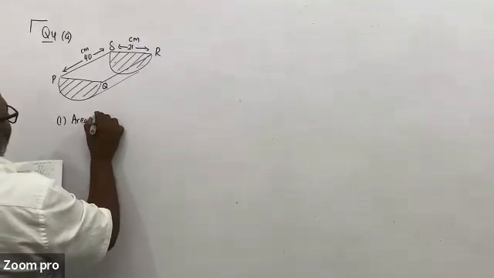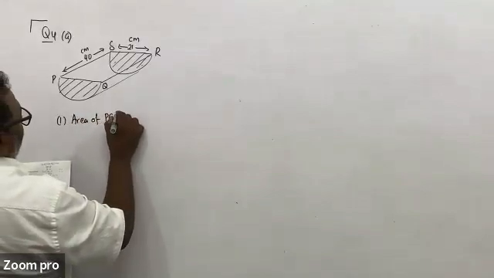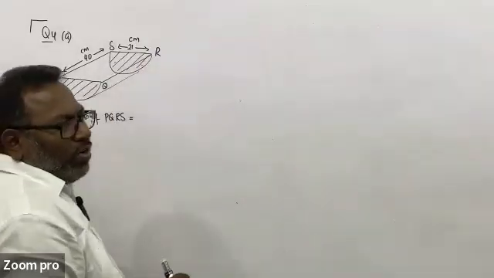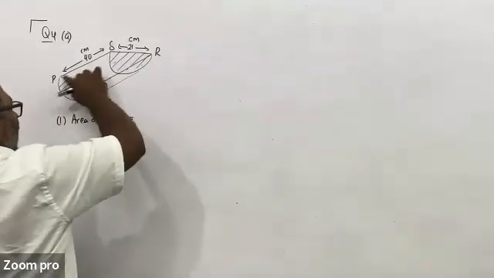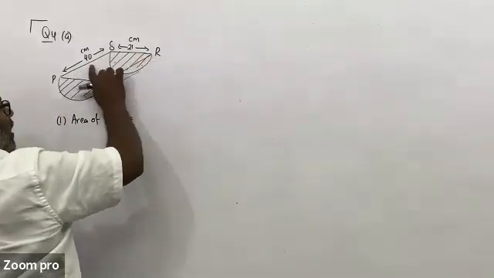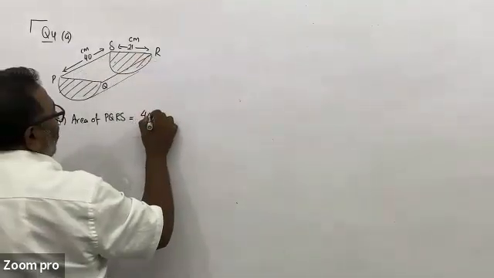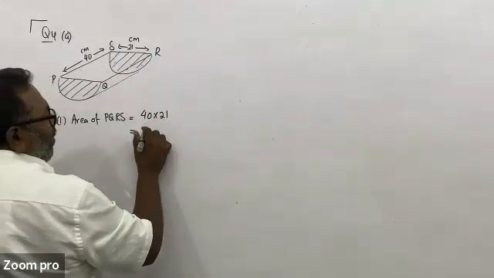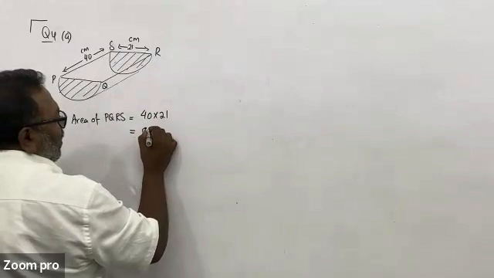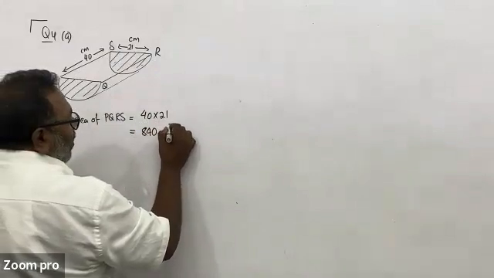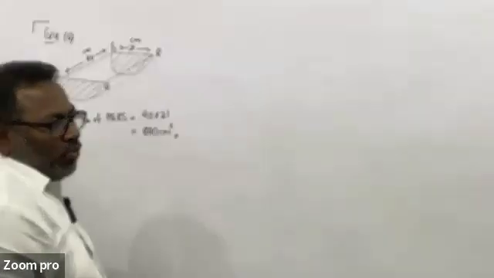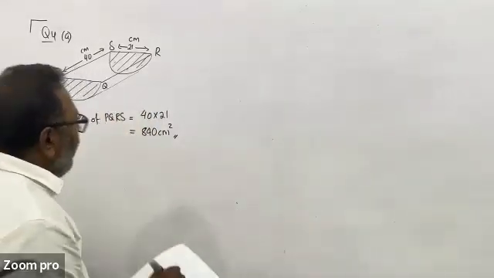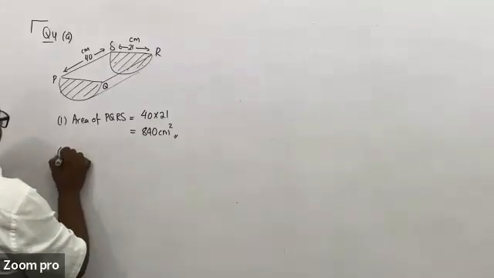Area of PQRS, a rectangle. How do you calculate area? Length into breadth. Both of that they have given us. So 40 multiplied by 21. 40 multiplied by 21 is 840 centimeters square.